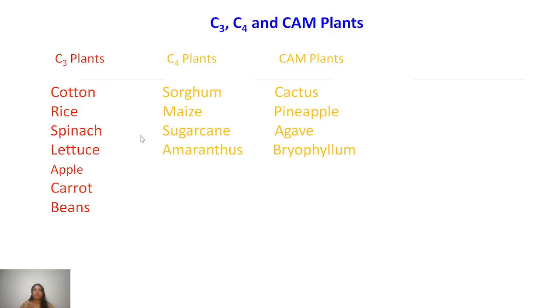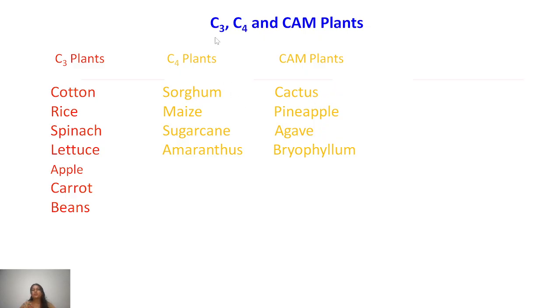Cotton, rice, spinach, lettuce, whatever is mentioned over here, all these are C3 plants. Only the Calvin cycle takes place. In C4 plants, sorghum, maize, sugarcane, amaranthus, all these are photosynthetically highly efficient compared to C3. And here we have Kranz anatomy, with carbon dioxide fixation taking place in two cells. CAM plants are majorly desert plants, and pineapple we regularly see is also a CAM plant. It opens its stomata during the night time and closes them during the daytime.